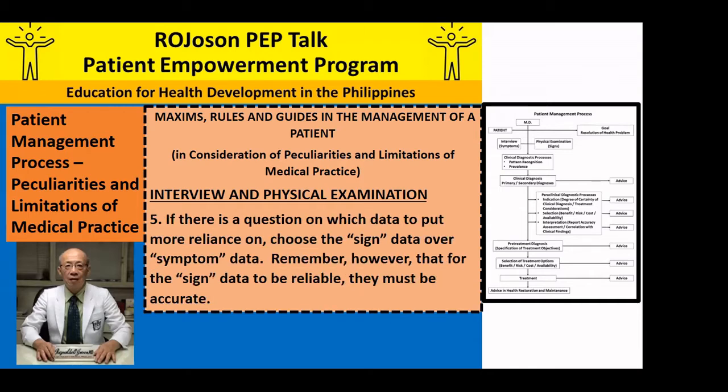If there is a question on which data to put more reliance on, we usually choose the sign data over the symptom data because sign data are more reliable. But to be reliable, they must be accurate. They must be accurately derived at by the physician.